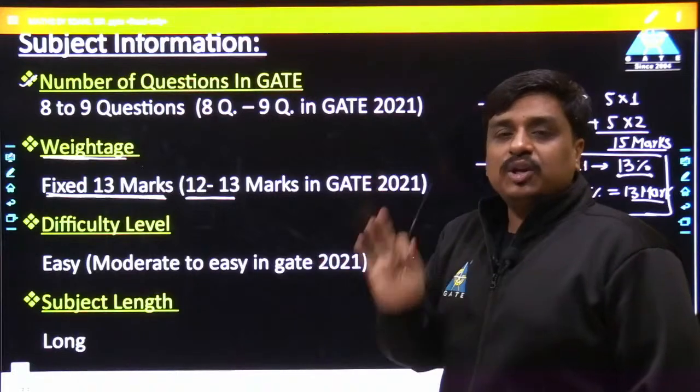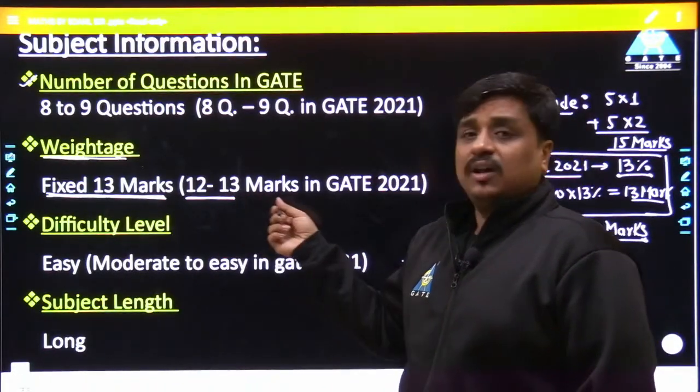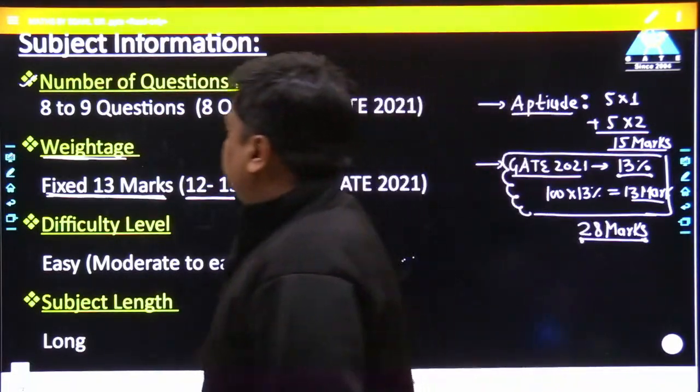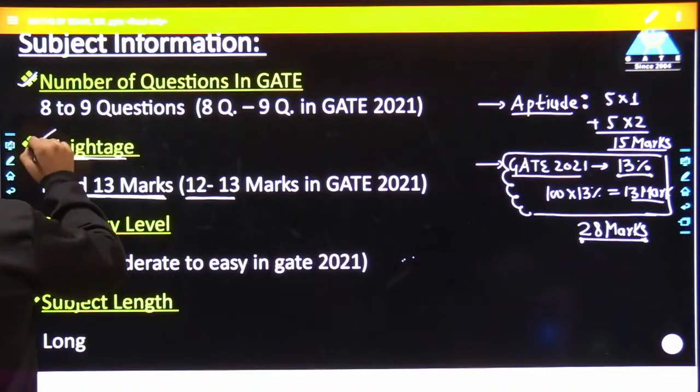And from here onwards, you can be sure that the weightage of engineering mathematics would fall somewhere between 12 to 13 marks, or precisely 13 marks. So the number of questions was 8 to 9, and the weightage was approximately 13 marks.